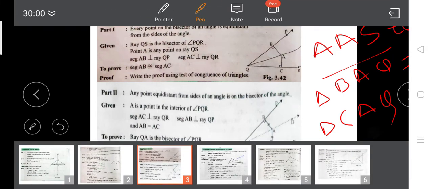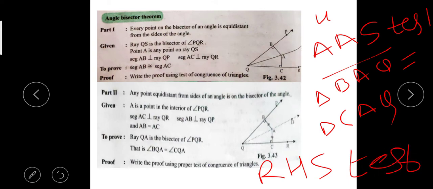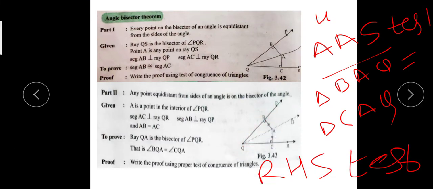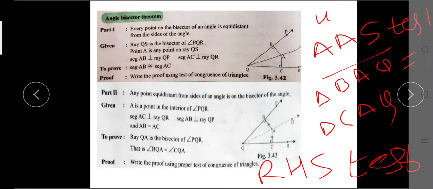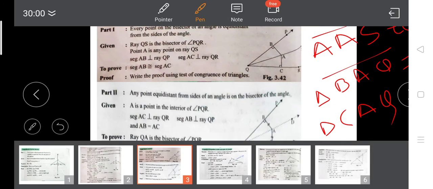This is by the RHS test. And therefore, if the triangles are congruent, angle BQA is equal to angle CQA, the corresponding angles are also congruent. So this is your homework to write, okay, this is your homework. So write the proof of both the theorems.